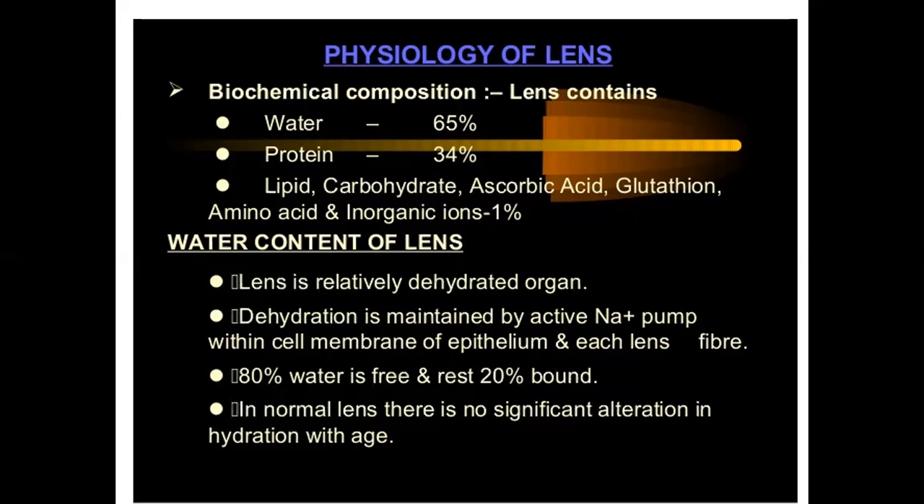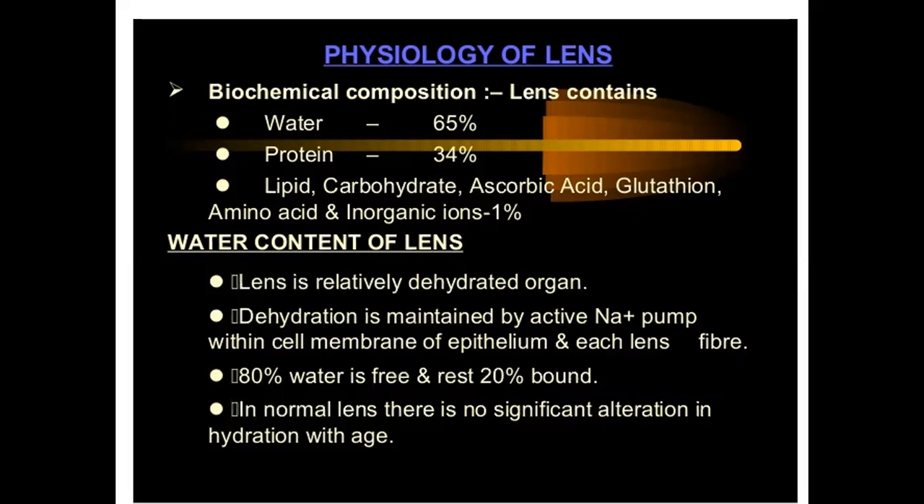So what are they telling over here? First, they say the biochemical composition of the lens. So what are the things there? Mainly water, the maximum portion is water. Then we have protein. Then some lipid, carbohydrate, ascorbic acid, glutathione, amino acid, and inorganic ions. That's a very limited amount, that is 1%. So the main role is to maintain hydration of the lens, which is related to the transparency of the lens.